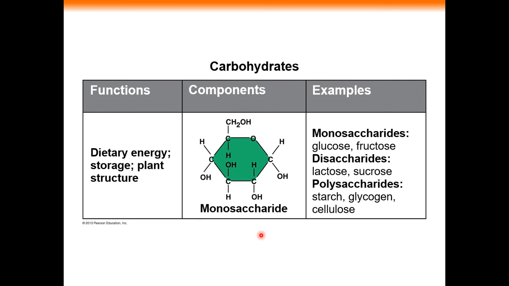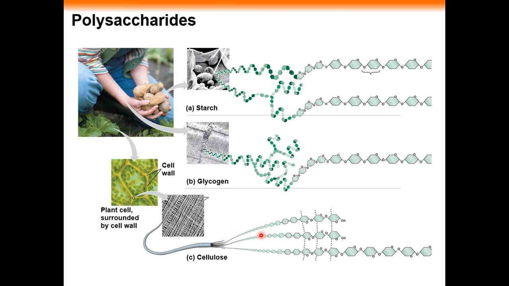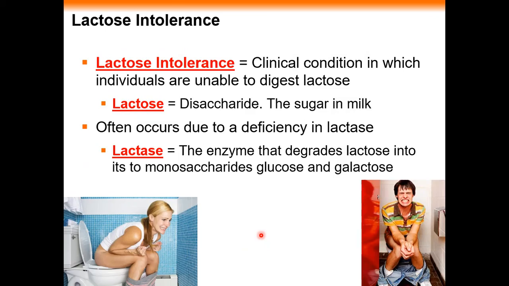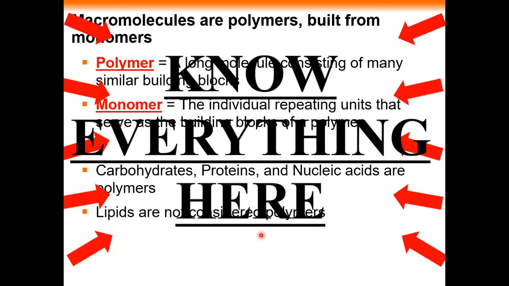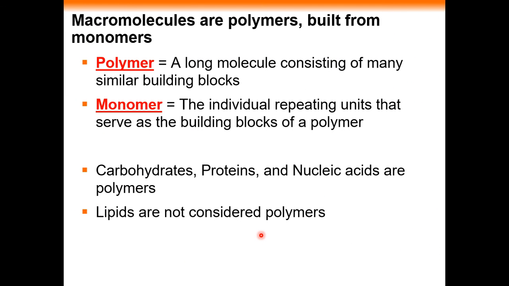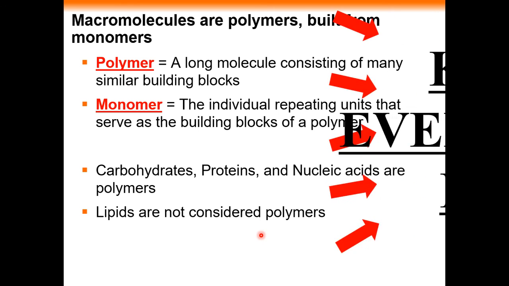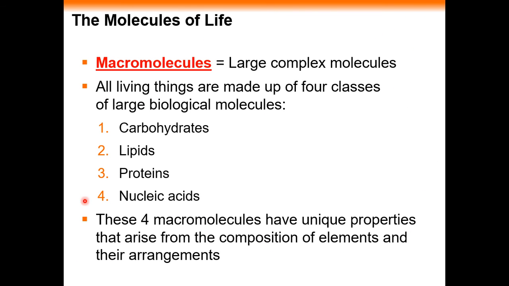So now we're all finished with this chapter. It seems like a lot, and it is a lot, and I get it. But you want to make sure you know what the heck a monomer is and what a polymer is. Monomers are the individual units which make up the polymer, the long chain. Then for every one of these, carbohydrates, lipids, proteins, and nucleic acids, you need to know what the individual units are and what the bigger polymers are.